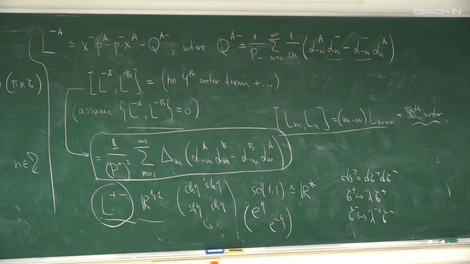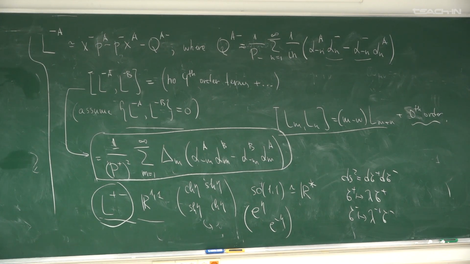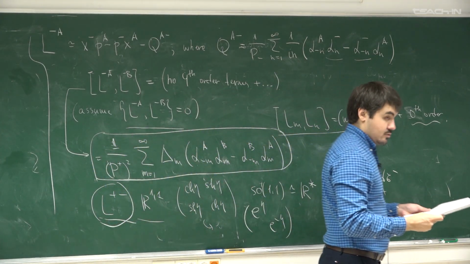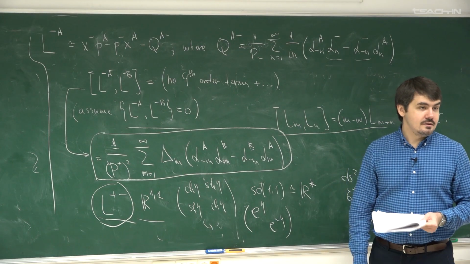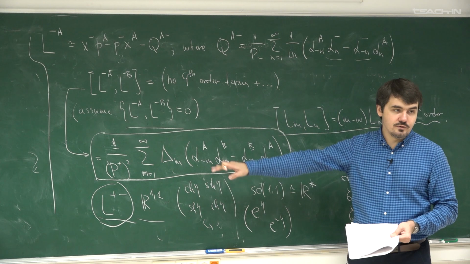What remains is to compute delta m. So we want to compute delta m now. How do we do that? How do we compute delta m from here? We know that we have some expression of this kind. How do we find the coefficient?